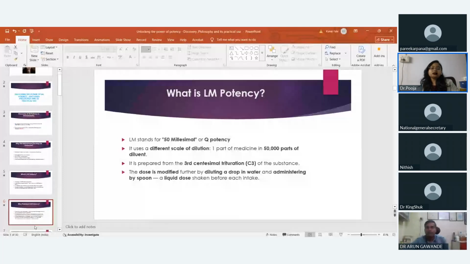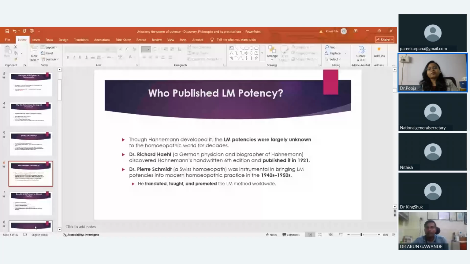Now the question arises: who published the LM potency? It was invented by Hahnemann, but it was published by Dr. Richard Hale in 1921, and Dr. P. Schmidt, a Swiss homeopath, was instrumental in introducing LM potencies into modern homeopathic practice in the 1940s to 1950s. He translated the work into English, taught, and promoted the potencies worldwide. So this is how it was published after the death of Hahnemann.